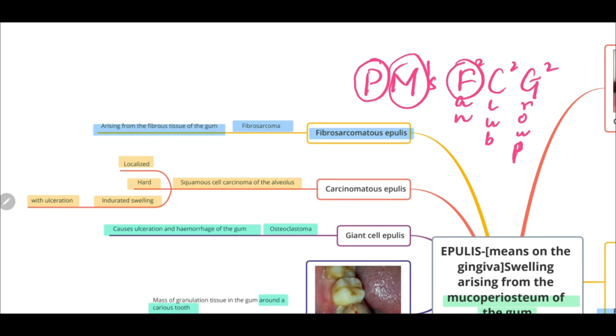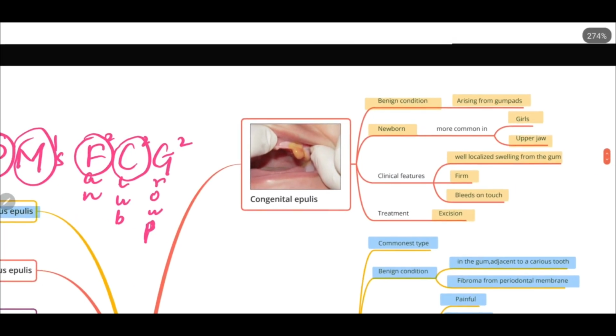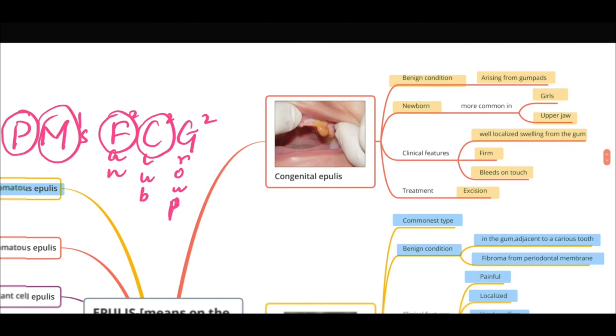So we did F. Next is C. C is congenital epulis, where it is a benign condition which is arising from the gum pads. It is seen in the newborn, most common in girls in the upper jaw. And the clinical features, again, it is a well localized swelling from the gum. It is firm, it bleeds on touch, and then you have to do an excision.